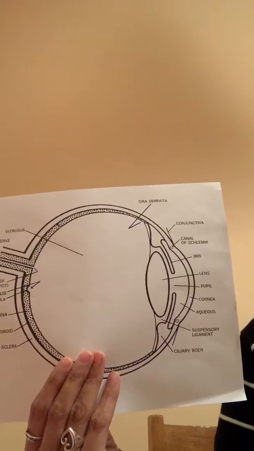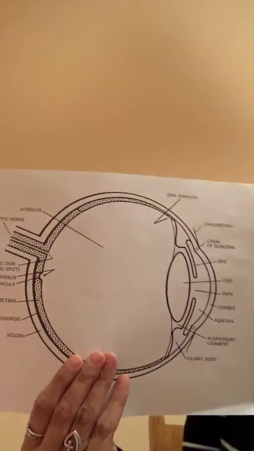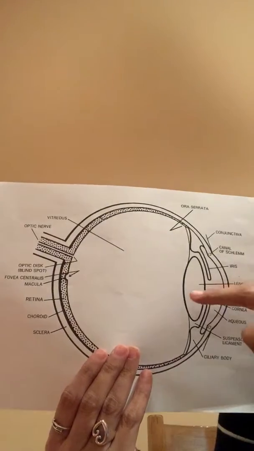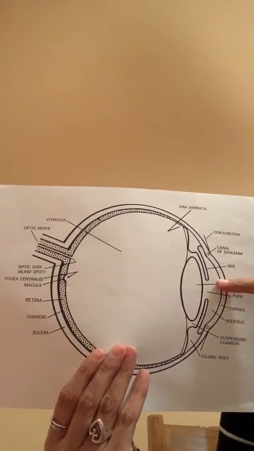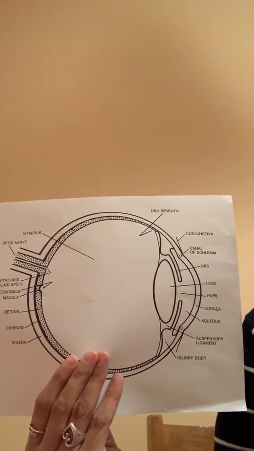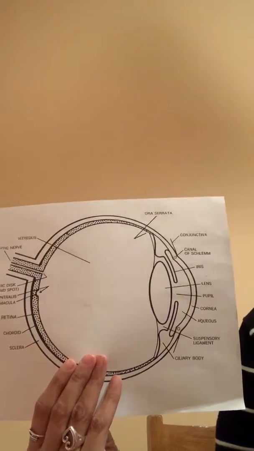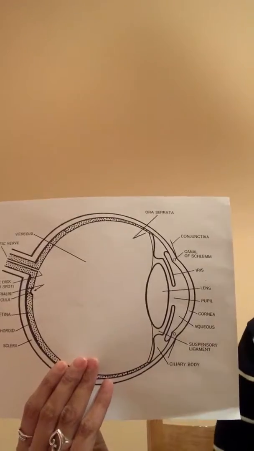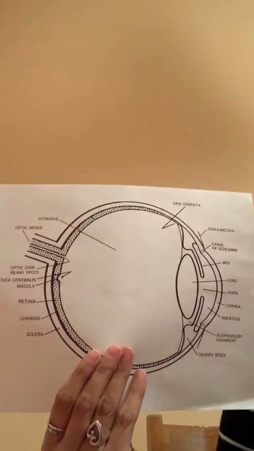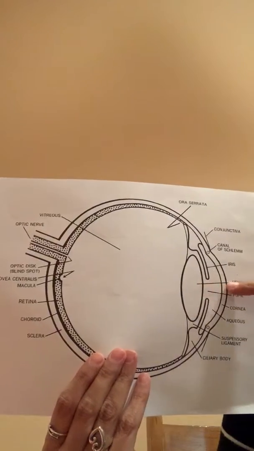So, next we have the lens. And the lens is right there. And the lens is located behind the iris, and it is a transparent structure in the eye that helps to refract light. Right in there, the lens.